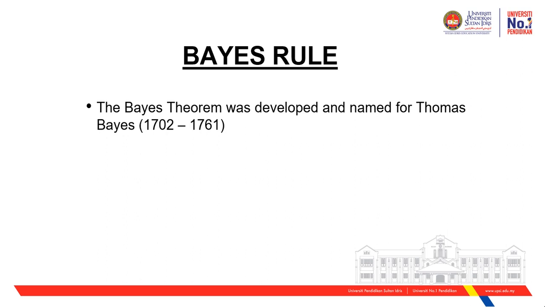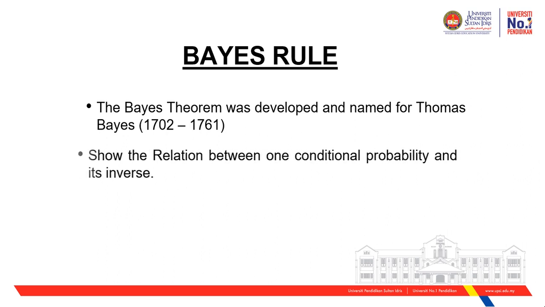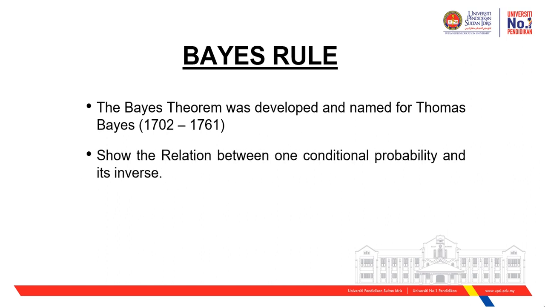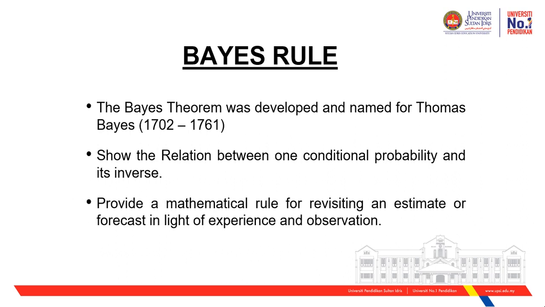So first of all, let me just give you some introduction about Bayes Theorem. So this is Bayes rule. The Bayes Theorem was developed and named for Thomas Bayes, 1702 to 1761, and it showed the relation between one conditional probability and its inverse, and it provides a mathematical rule for revisiting an estimate or forecast in light of experience and observation.